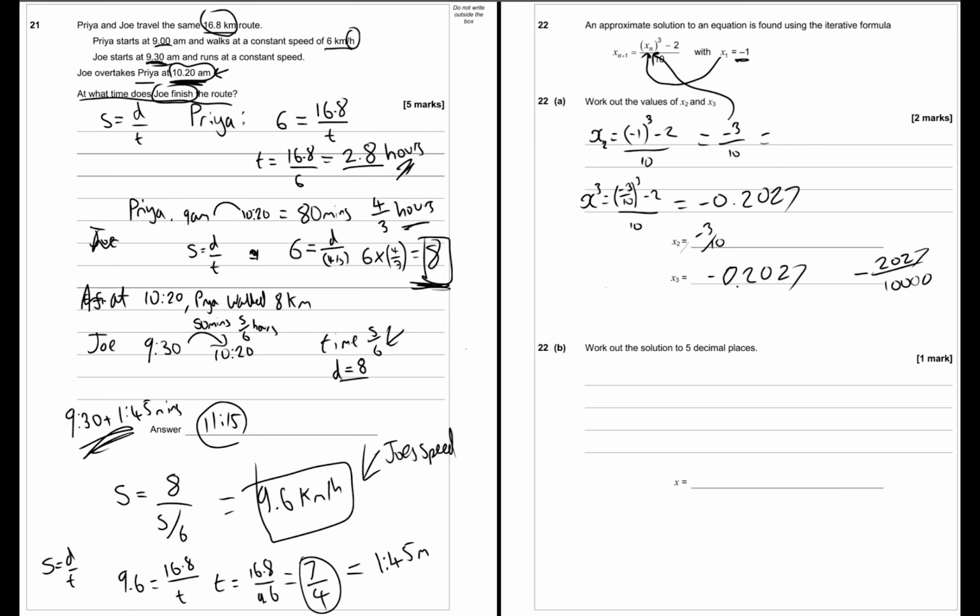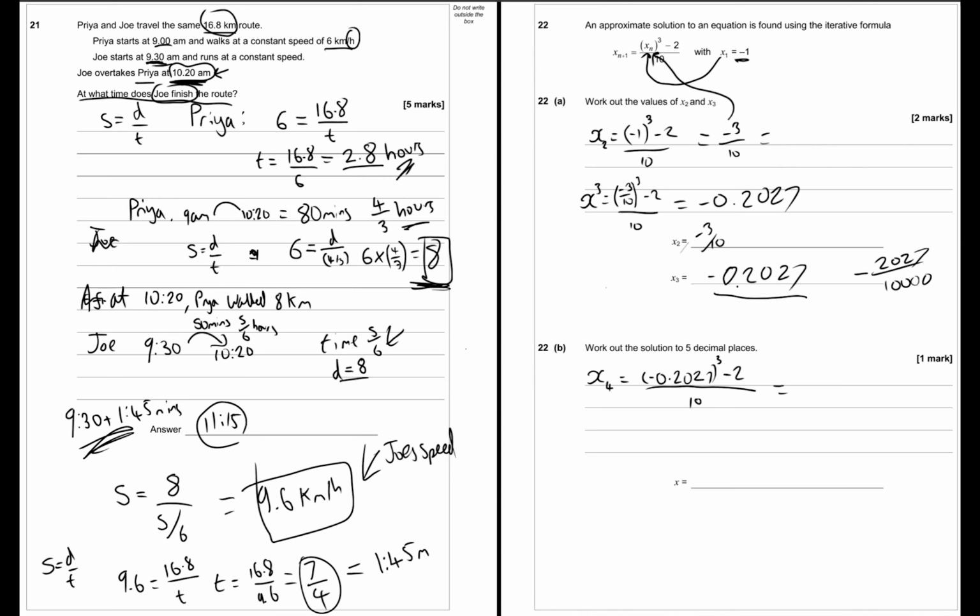Okay, so for this one, what we can do is we're just going to substitute x3 in to find x4. So x4 is going to be equal to x3 substituted in. So we can do 0.2027 over 10, but don't forget to cube it, and to subtract 2. Okay, so let's put this in. What are we going to get this time? So put a bracket around your minus. So you're going to get 0.2027 all cubed minus 2 over 10.